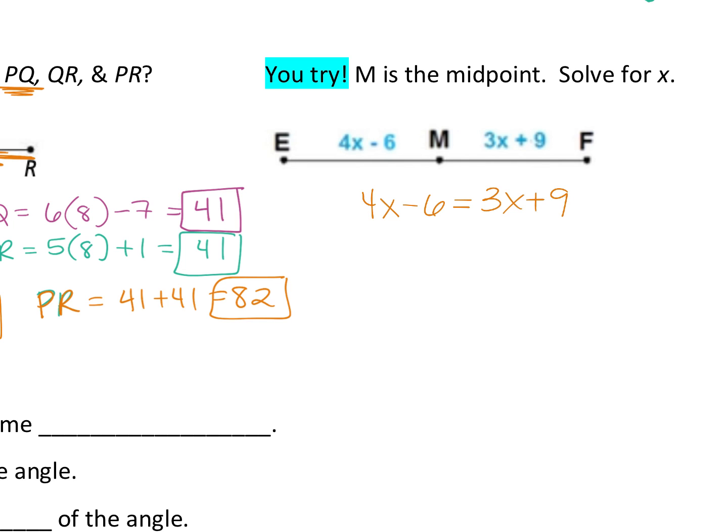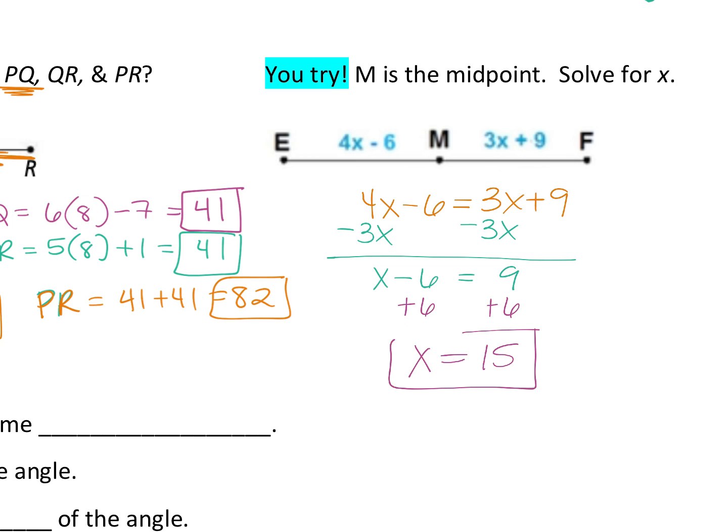Then I subtract 3x from both sides. So we get x minus 6 equals 9. And then I added 6 to both sides and I got x equals 15. So x is 15, correct. And that's all you really had to solve for, right? Was what was x? Can you check that you did it right?